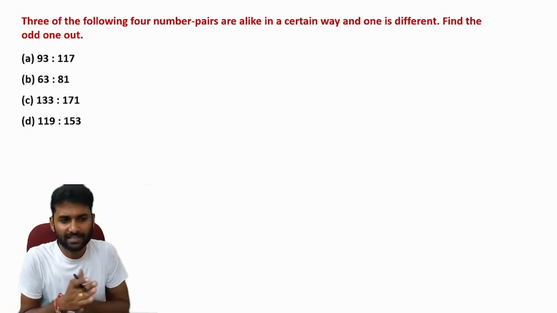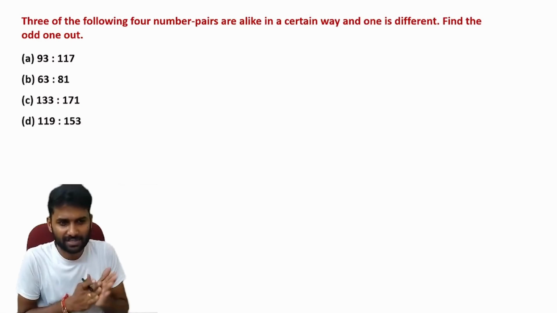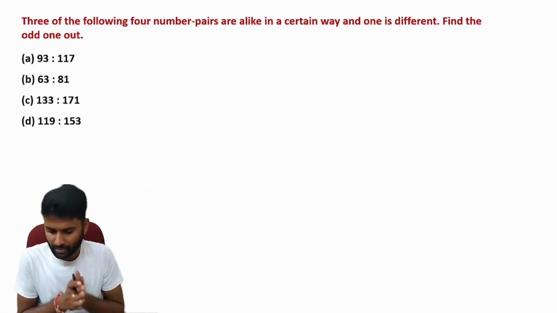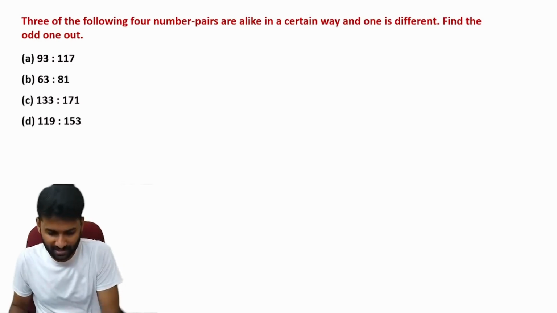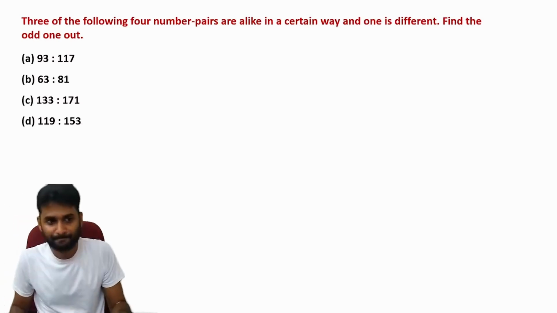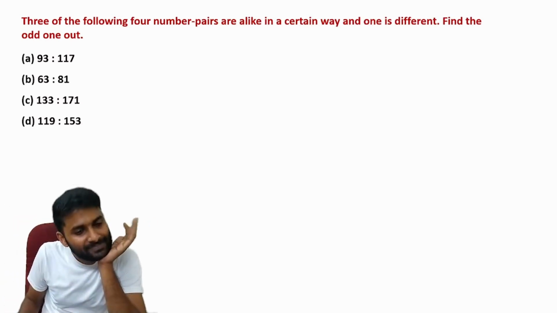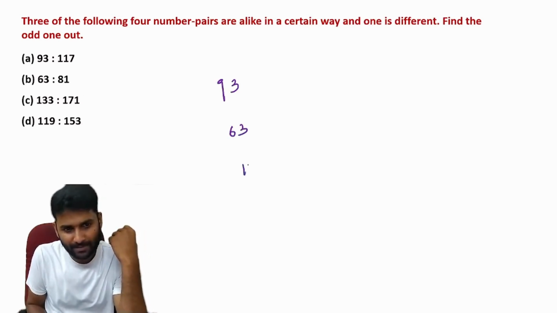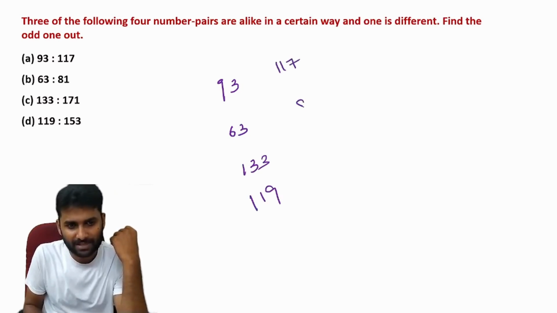See, find the relation here: 93, 117, 63, 81, 133, 171, and 119, 153. Why are 93 and 117 the odd one out? Razi, I need your explanation in the comment section. Why did you choose 93 and 117? What is the reason behind this? Guys, 93, 63, 133, 119 on one side, and on the other side the numbers 117, 81, 171, 153.